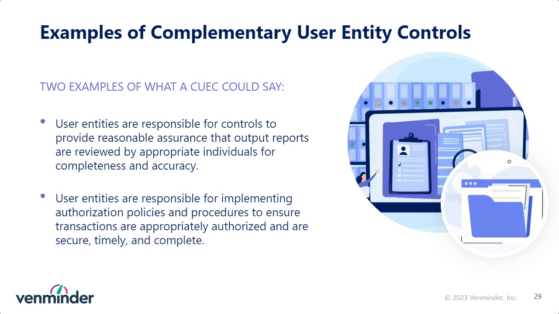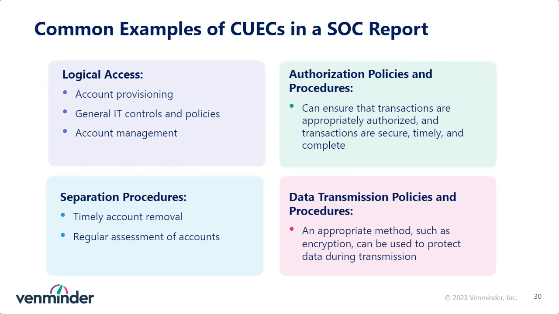Here are just 2 examples of complementary user entity controls that you may see. The first one, user entities are responsible for controls to provide reasonable assurance that output reports are reviewed by appropriate individuals for completeness and accuracy. User entities are responsible for implementing authorization policies and procedures to ensure transactions are appropriately authorized and are secure, timely, and complete. These are very common ones. CUEs often kind of align with this type of model.